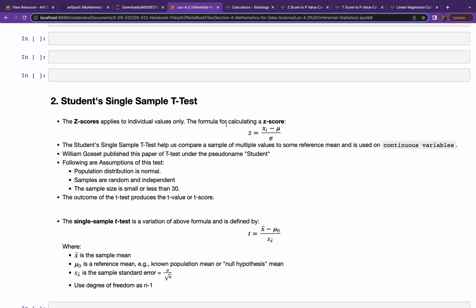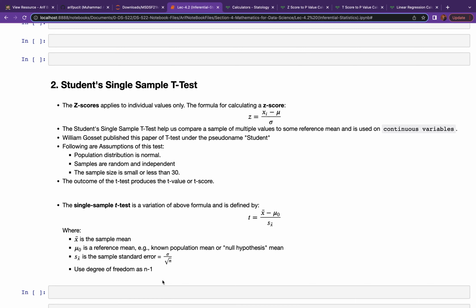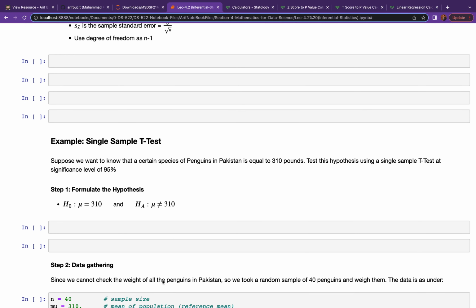Well, my dear friends, these z-scores apply to individual values only, and this single sample t-test is its variation that enables us to compare a sample of multiple values to some reference mean. And this is shown in this formula. Note this sample standard error, S x bar, in the denominator, which can be computed by dividing the standard deviation by the square root of the number of samples. Let me move on to an example.